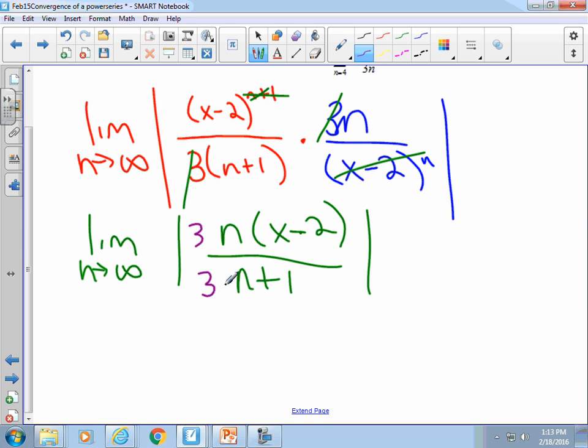Say that again? On the bottom left, you go ahead and factor that 3n plus 3, and then you take out that 3n. You can't take this, because of the plus.